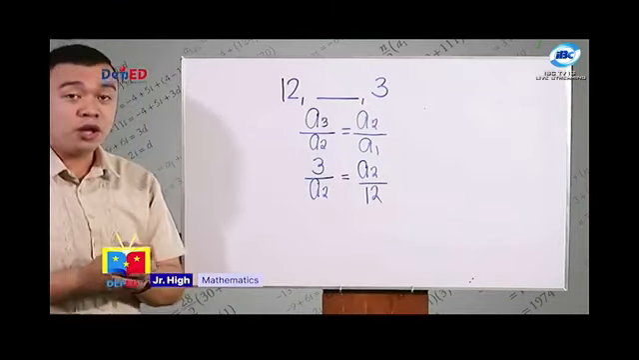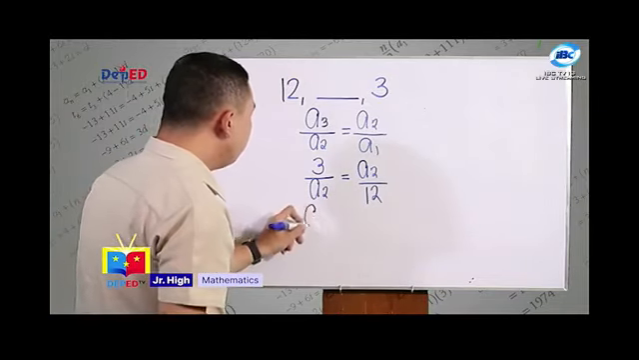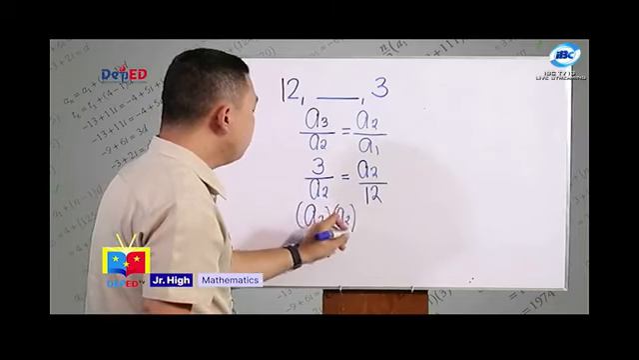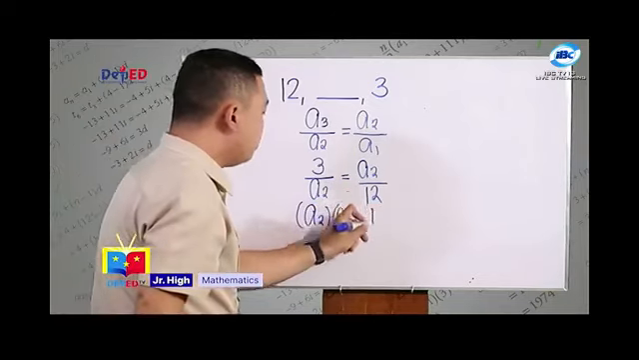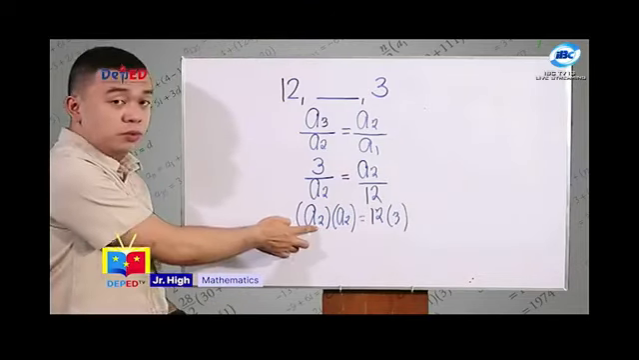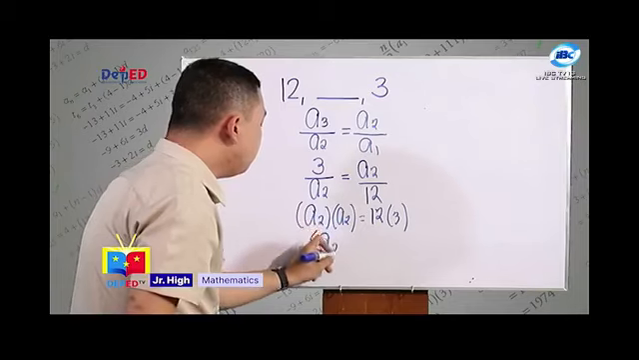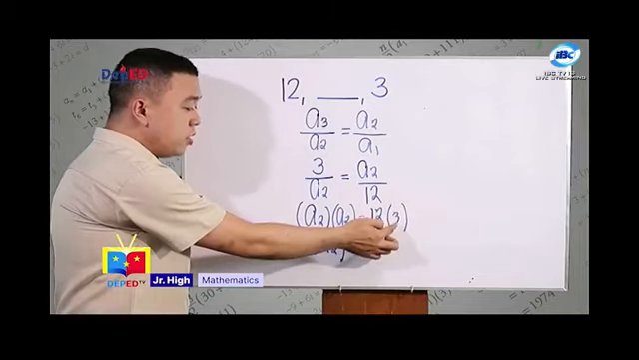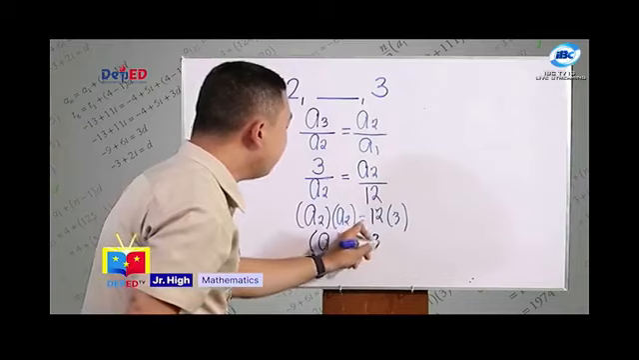Next, let's do cross multiplication. For this part, we will multiply a sub 2 times a sub 2 equal to 12 times 3. A sub 2 times a sub 2 will give us a sub 2 squared. That's correct. And 12 times 3 will give us, correct, that's 36.